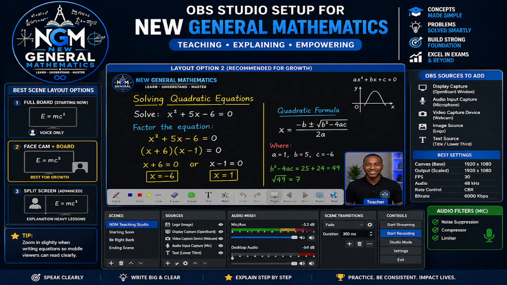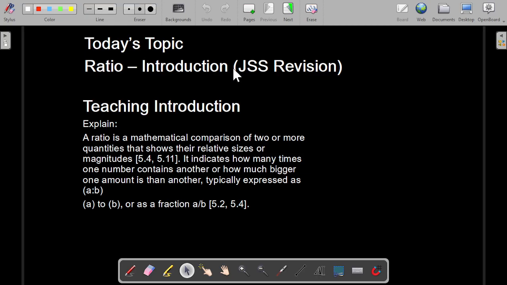So today we will be learning a new topic entirely, which is also under JSS revision, which I titled ratio. That's what we'll be doing today, ratio. So we are going to look at the meaning of ratio with some examples, and we'll be done for the day. So we already hear the word ratio. What do you understand by the word ratio?